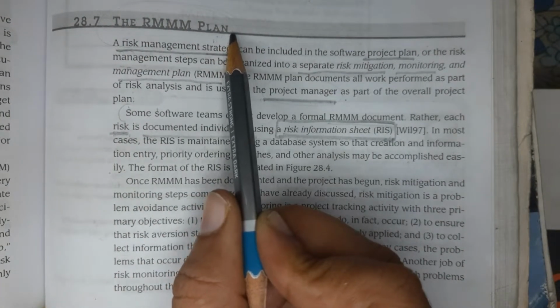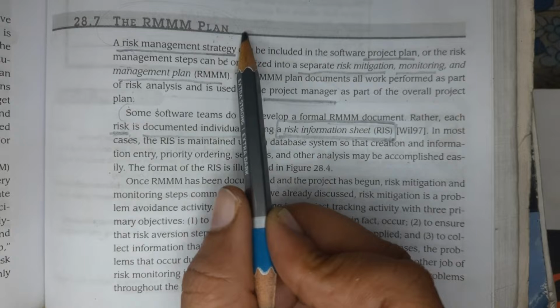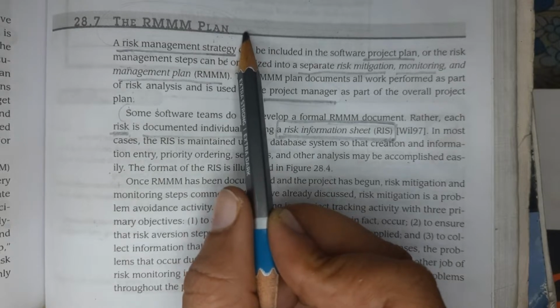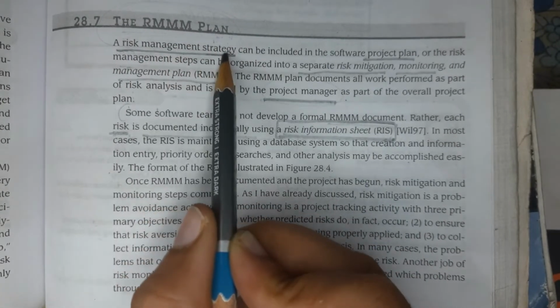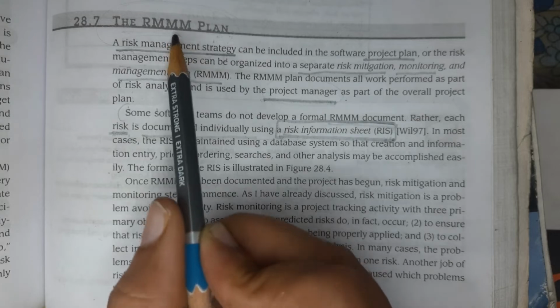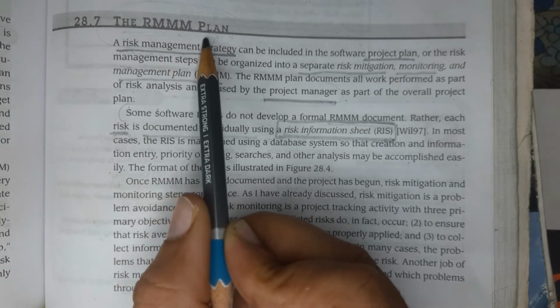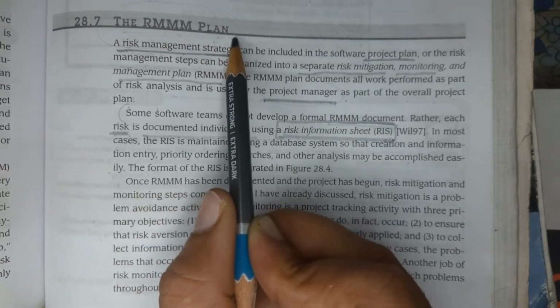RMMM plan means, what you can write there: a project management team is there. Whenever we are dealing with the project, a risk may come. Now to solve that risk, we should have some solution, right? So what is this RMMM? It is a risk management strategy. What is the use of this RMMM plan? To minimize the risk. First point you can write: to minimize the risk we use RMMM plan.